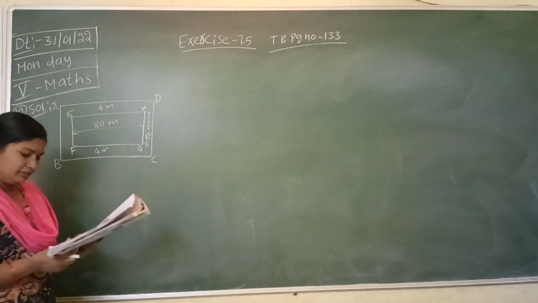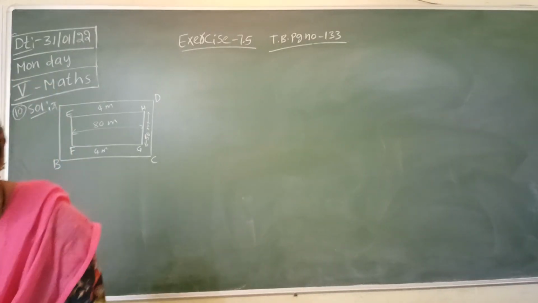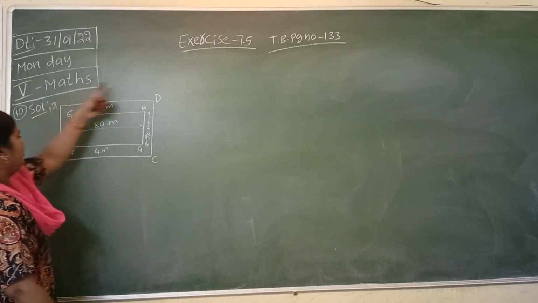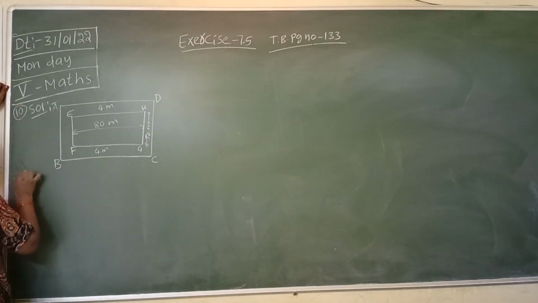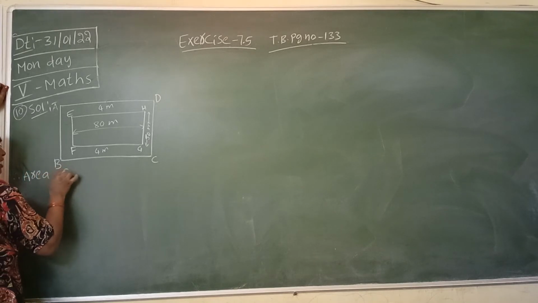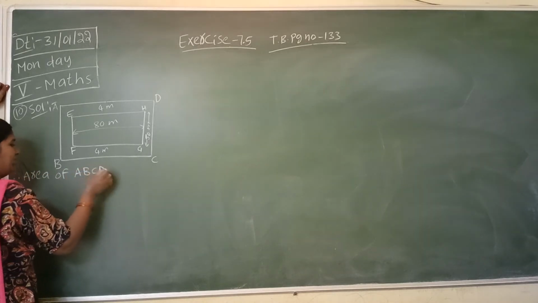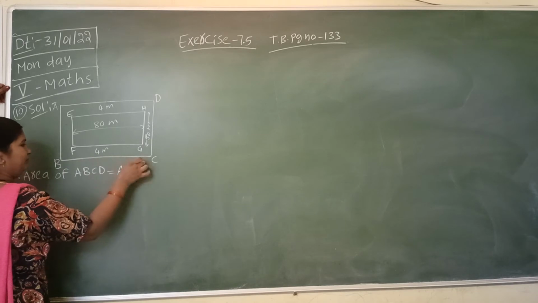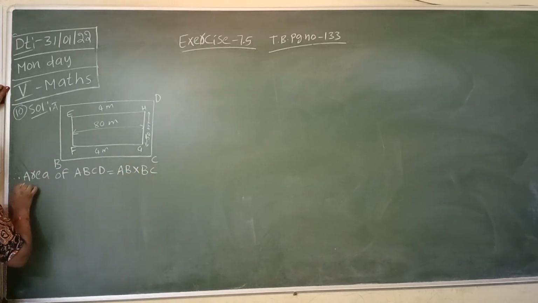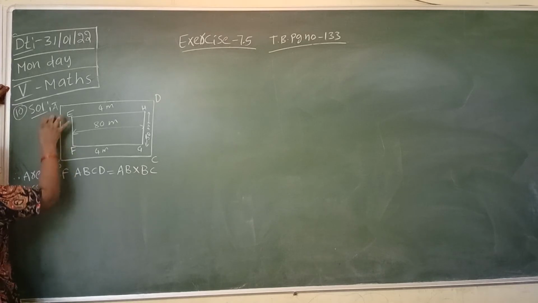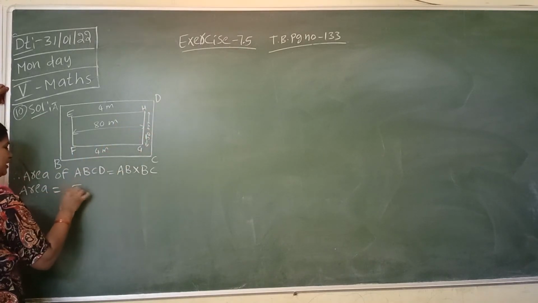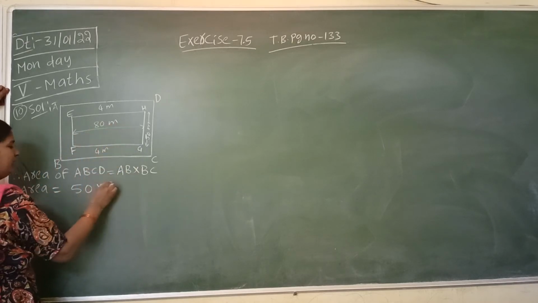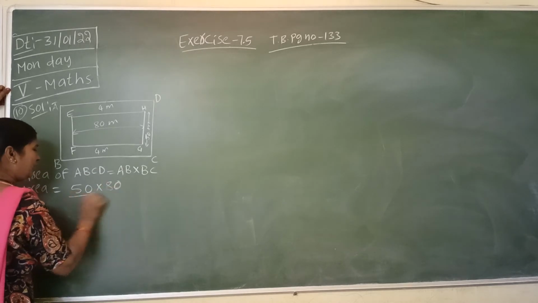First of all, you have to find the area of ABCD. This ABCD means the outer surface. Therefore, area of ABCD equals AB into BC. AB, how much have they given? One side they gave 50, so the other side is also 50. And BC, here to here, is 80. You have to do the multiplication.